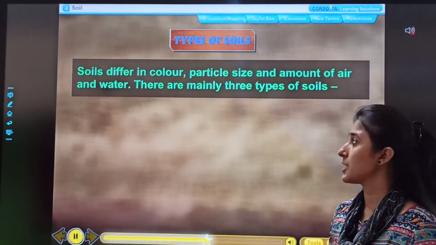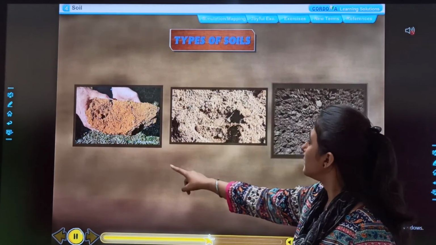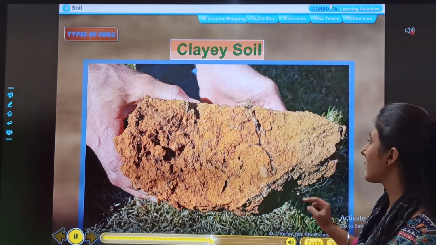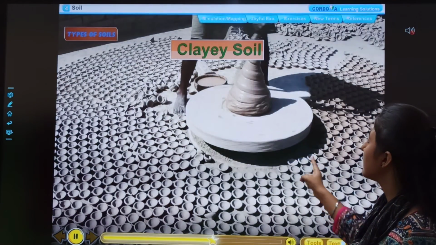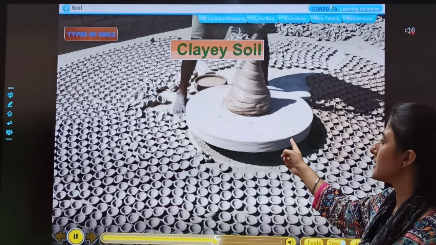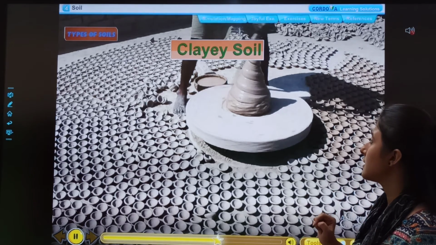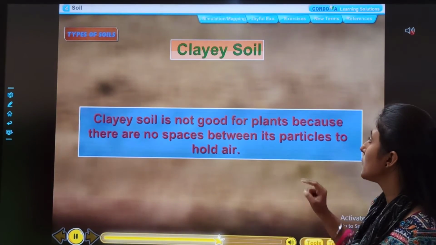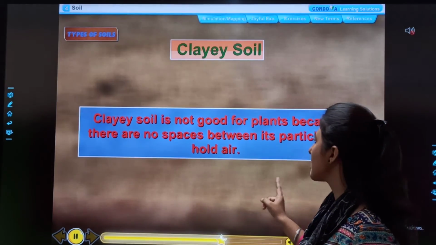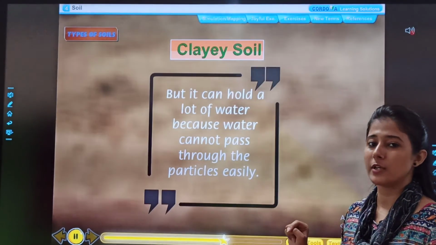See, first was clay soil. This is clay soil. Okay, you can hold it in your hand and you have studied that it is used by potters. See, in this way it is used by potters to make pots and toys. Now this we have already studied that it is not good for plants because there are no spaces between its particles to hold air.